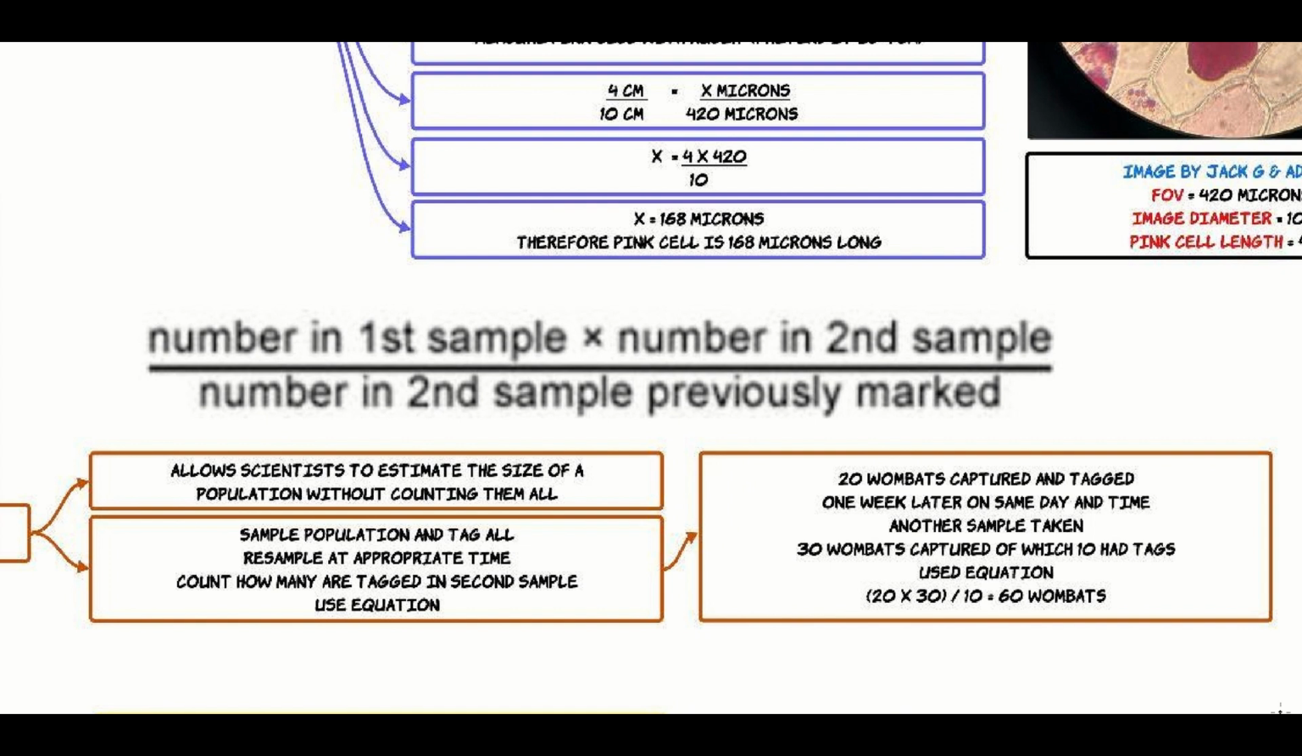I went out into the field and caught 20 wombats and I tagged them all. A week later, I went out on the same day to the same place at the same time and took another sample. This time I caught 30 wombats, of which only 10 had tags. So I put them into the equation: 20 times 30 divided by 10, and a rough estimate of the size of the population is 60 wombats.